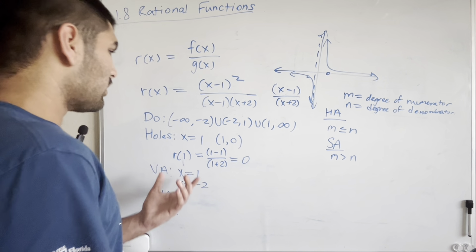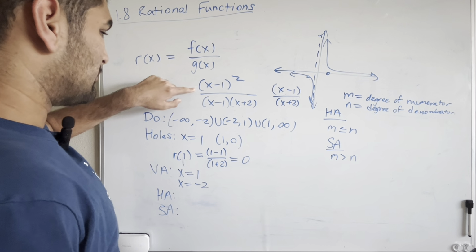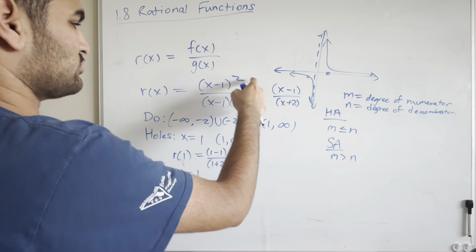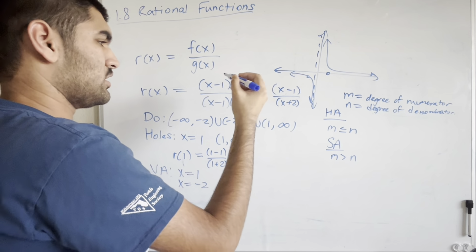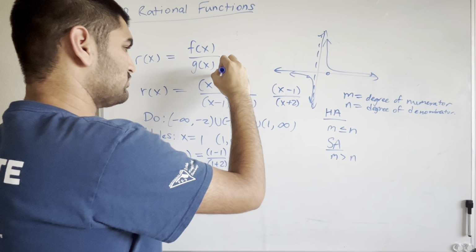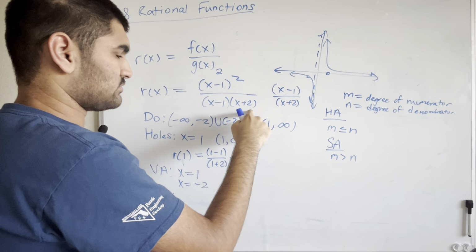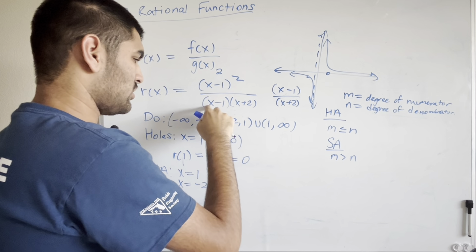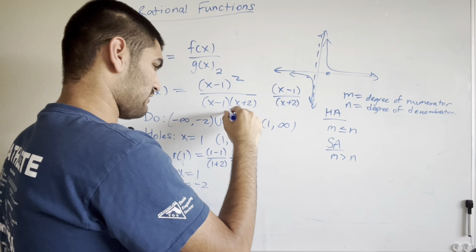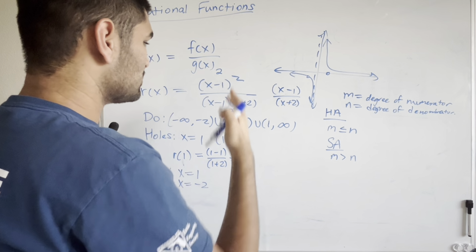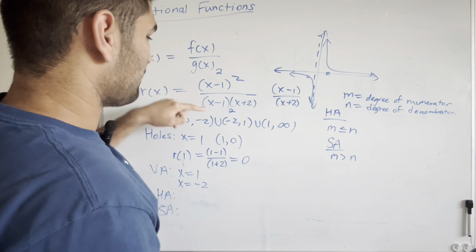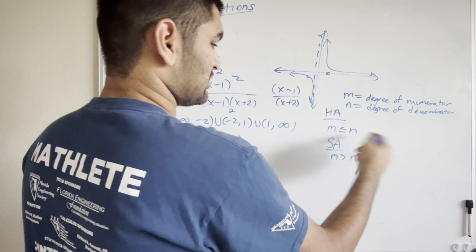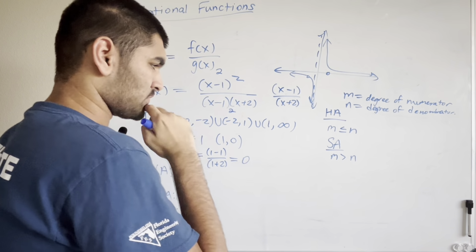And in our case, let's see, on the top we have x minus 1 squared, so that's going to be a second degree polynomial, right? So we have a degree 2 in the top, and then x minus 1 times x plus 2, if you expand that out, you're going to have an x squared term, and so you're going to have a degree 2 in the bottom. So according to this, it looks like we have degree 2 in the top, degree 2 in the bottom, so m is equal to n, meaning we're going to have a horizontal asymptote.